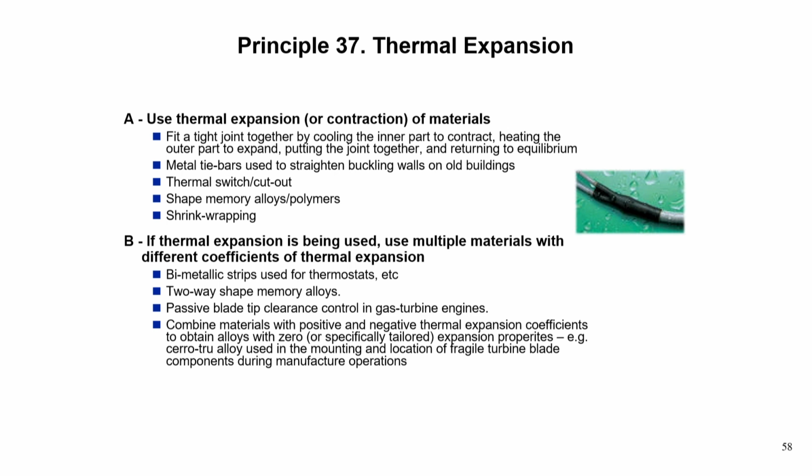So, thermal expansion is very heavily utilized for many such cases. And in fact, if thermal expansion is already being used, use multiple materials with different coefficients of thermal expansion, like bimetallic strips, two-way SMA, passive blade tip clearance, or combine materials with positive and negative thermal expansion coefficient to obtain a kind of resultant zero thermal expansion coefficient. So, this is the principle 37.